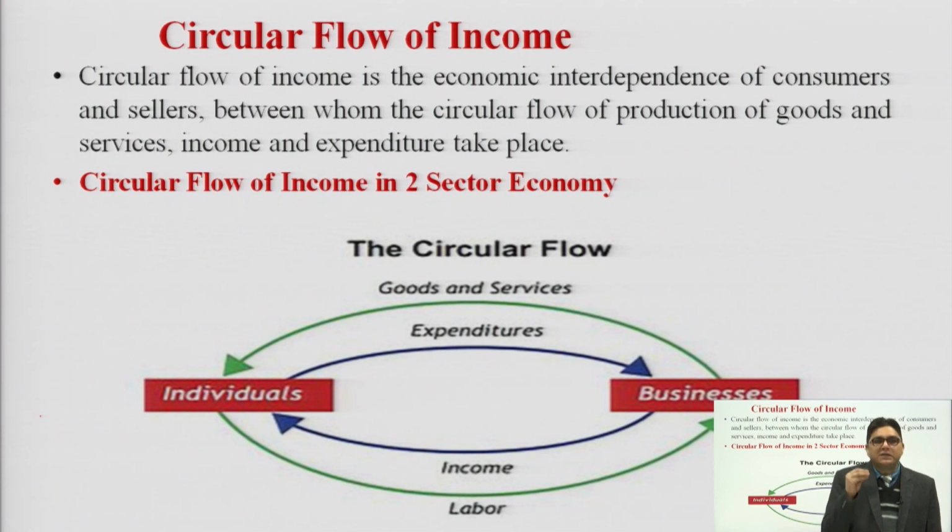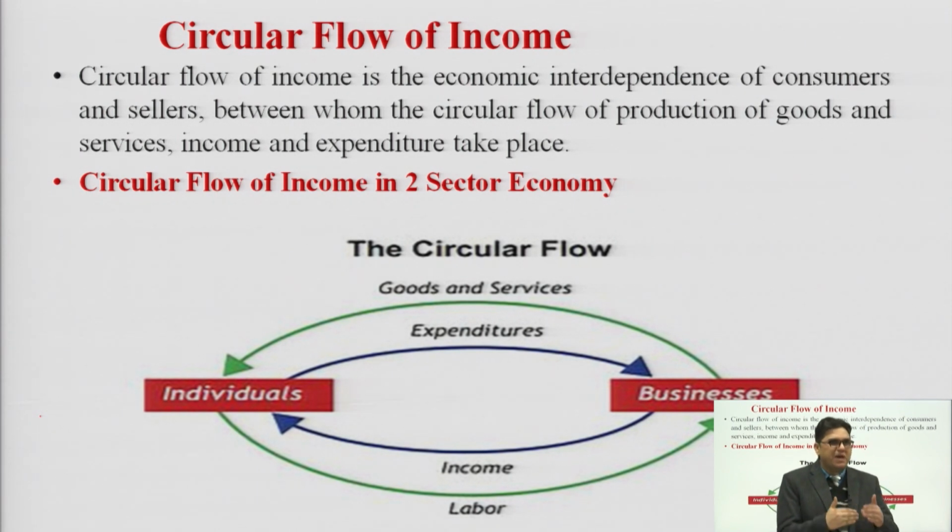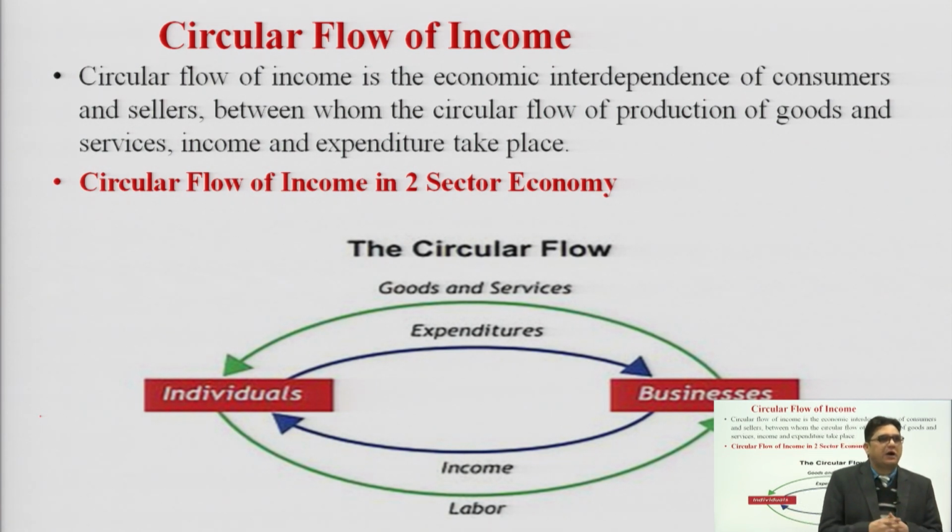to ensure is that our companies and our individuals must have the maximum money in hand, so that the circular flow of income can be maximized, or ensured. Now this circular flow of income happens in various forms of the economy. We will be discussing broadly three major forms of the economy: the two sector economy, the three sector economy, and the four sector economy.